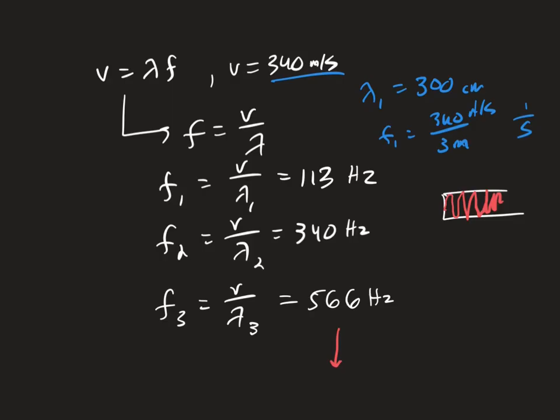And finally, notice there is a pattern here. The second one is actually 3 times 113. The third one is actually 5 times 113. So all the higher frequencies are multiples of the original, which is called the fundamental. That's a good way of checking your answer. But notice that it's 3, 5, 7, 9, and so on.